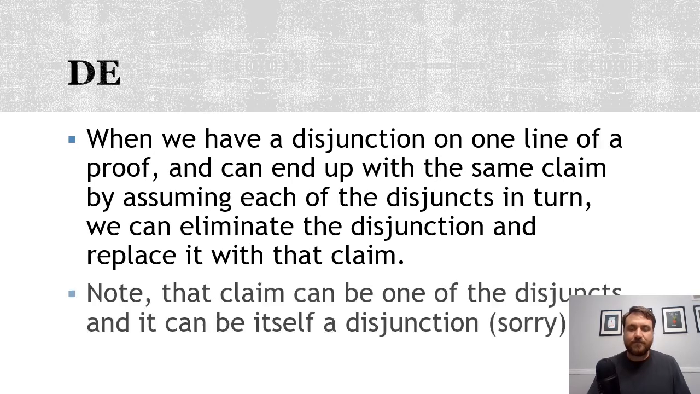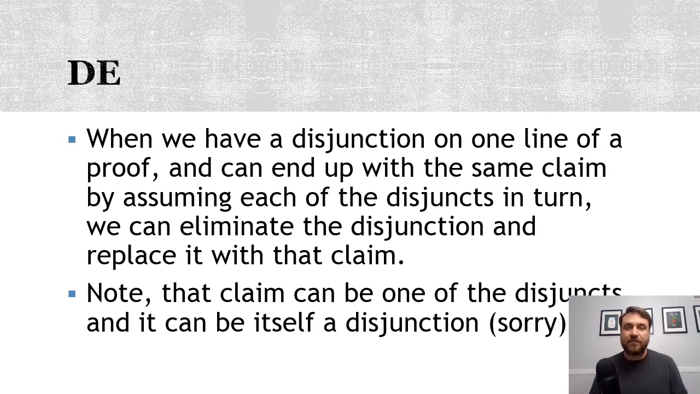That's the idea. Now, of course, the thing that is sometimes a little tricky about this is that the claim can in fact be one of the disjuncts itself. So you might say we have the disjunction P or Q, and you want to prove that whichever one you assume, you'll end up with P.